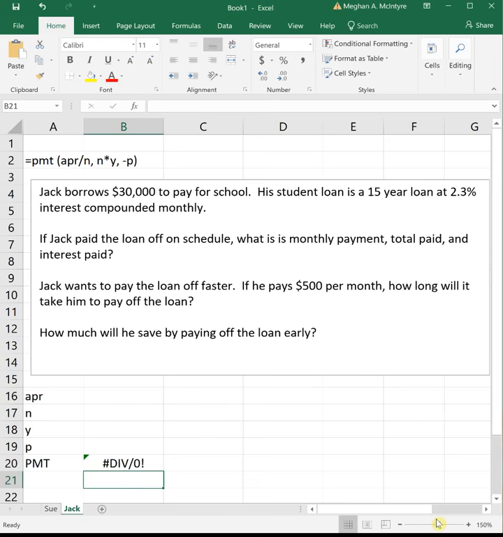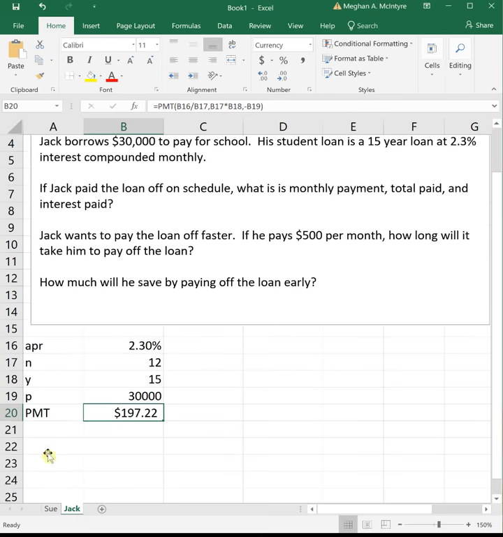So it says if Jack pays the loan off on schedule, what is his monthly payment? So let's see, we have a 2.3% loan. He's paying it monthly. It's a 15-year loan, and he borrowed $30,000. So Jack's monthly payment is going to be $197.22 on this student loan.